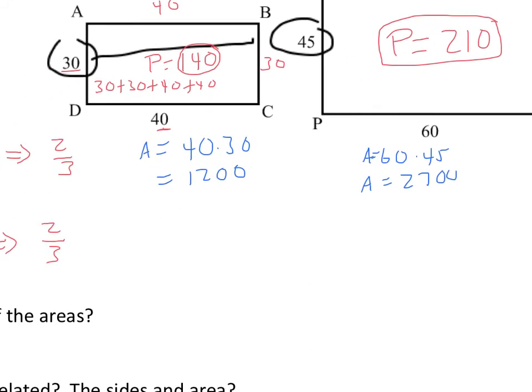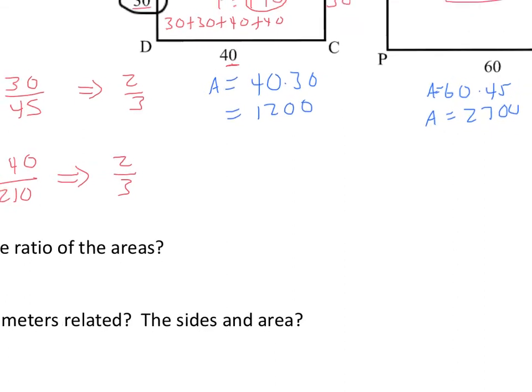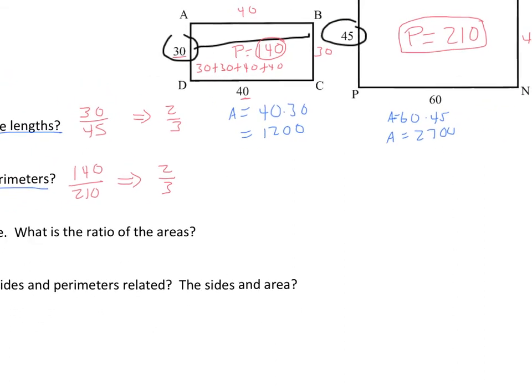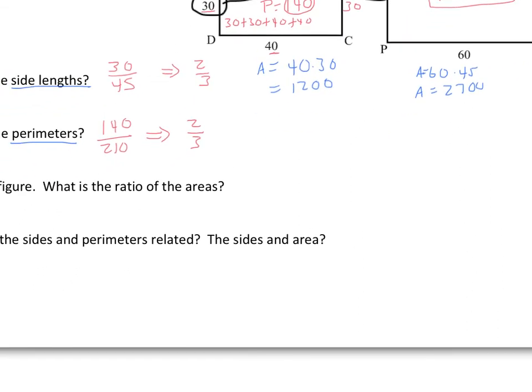So a ratio of areas would be 1,200 over 2,700. And again, they are not being specific about direction, so we'll just go small to big. Now, again, for scale factor, I'm going to reduce this. And if we reduce it, we get 4/9. Different than the ratio of lengths or ratio of perimeters.